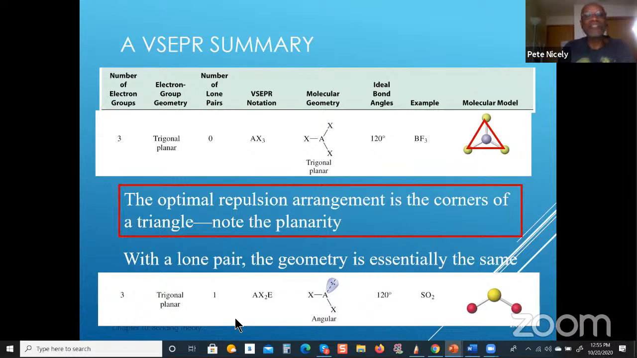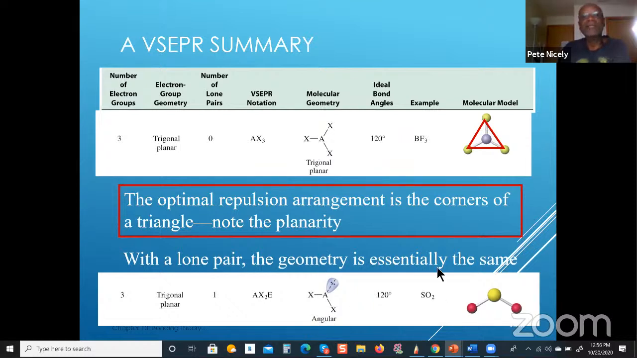So in terms of the electron group geometry, these 2 structures are the same. But in terms of the actual shape of the molecule, as defined by the atoms, it's different. In this case, the shape is trigonal planar. In this case, the shape is angular, or as some textbooks call it, the bent shape, right? Now, because these structures have the same trigonal planar electron group geometry, the bond angles will still be the same, 120 degrees, all right?